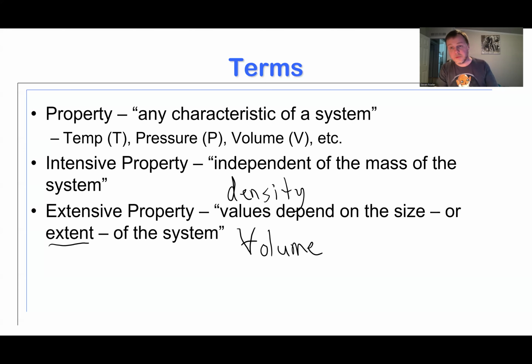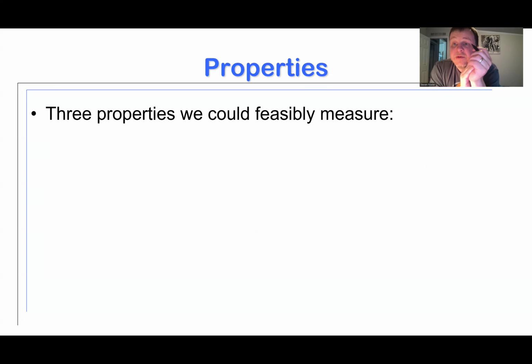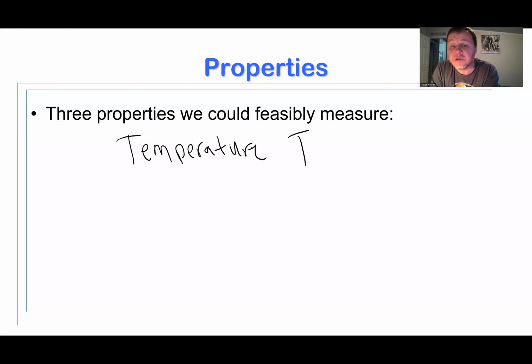Okay, here we go. We've introduced the idea of properties of a system, and we said that we have extensive and intensive properties. Now, there are multiple properties that we're going to talk about throughout the semester. There are three properties that it would make sense to measure, and that would be, which we mentioned on the previous slide, temperature, represented by capital T in our text.